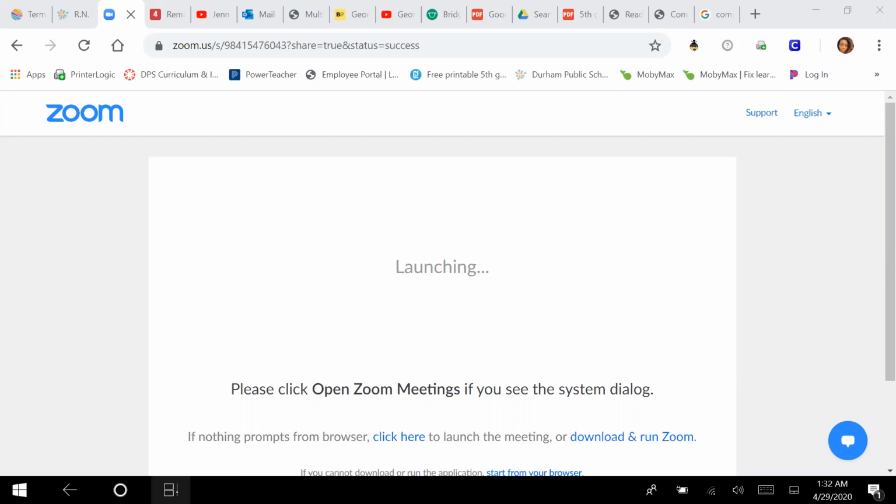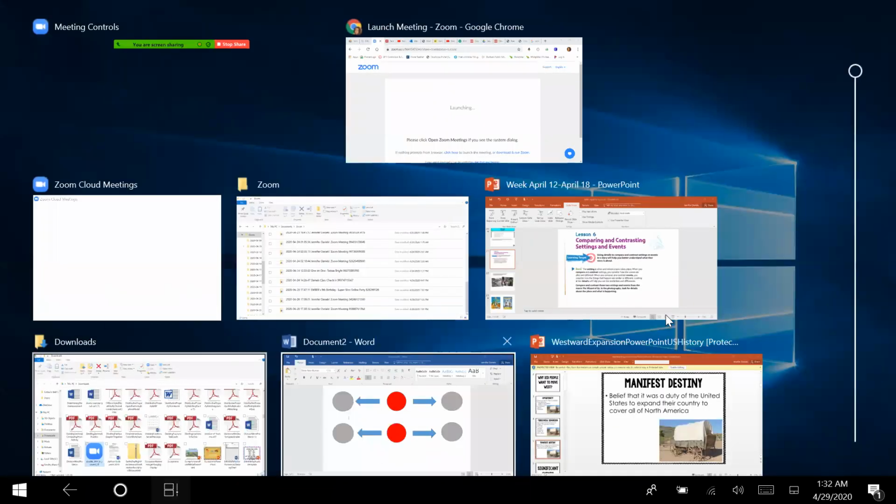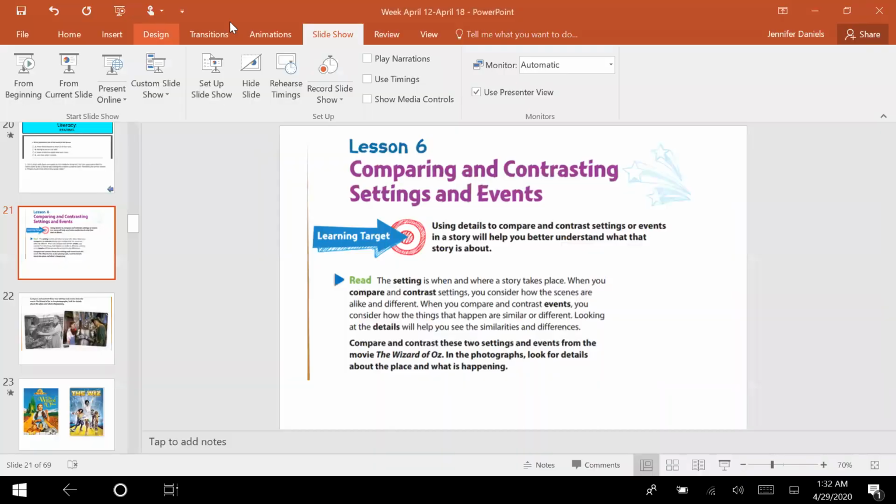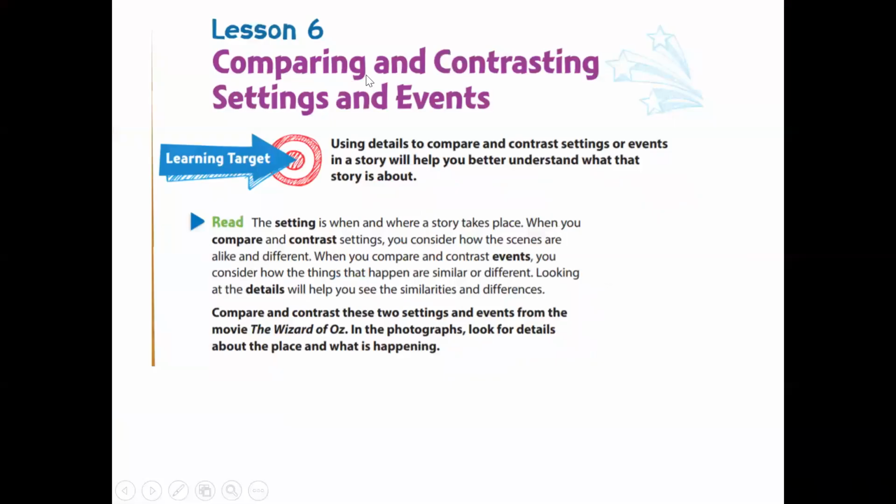We are going to be focusing on comparing and contrasting settings and events. Now, we talked about comparing and contrasting and what those things mean. We've talked about in class setting and events and what those things mean in regards to developing a story. Comparing and contrasting is very important. So make sure you understand what comparing means and what contrasting means.